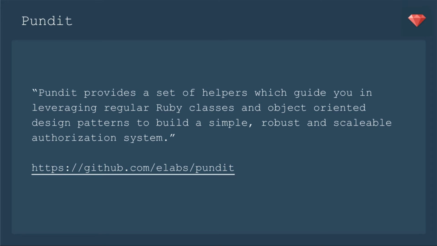First, if you are new to Pundit, Pundit provides a set of helpers which guide you in leveraging regular Ruby classes and object-oriented design patterns to build a simple, robust, and scalable authorization system. I've actually rolled my own authorization system before, and it was a lot of including special methods in each controller. Well, now Pundit puts all of those policies in one location so you can look at them all at once, and there's then less code in your actual controller. Want to keep those controllers skinny, right? If you want more information about Pundit, go head over to the GitHub repository.